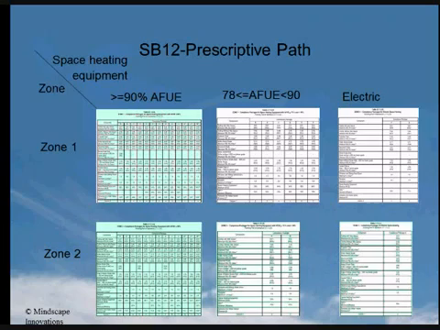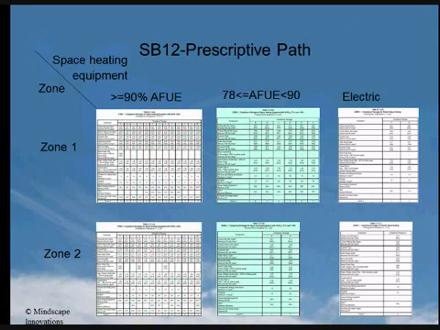Where the house's space heating system has a 90% annual fuel utilization efficiency, also known as AFUE, or greater, the prescriptive path should be chosen from tables 2.1.1.2.a and 2.1.1.3.a. Solid fuel burning and earth energy systems should also use those tables appropriate to their climate zone.